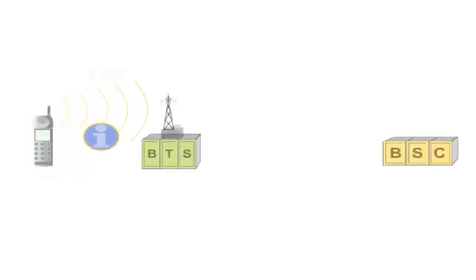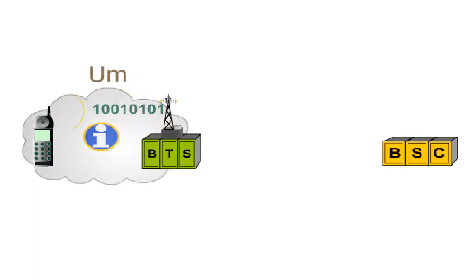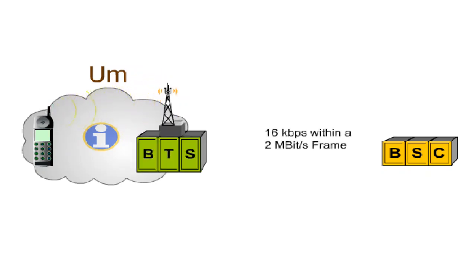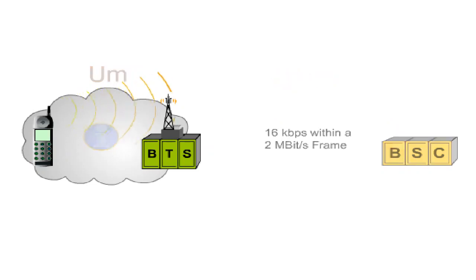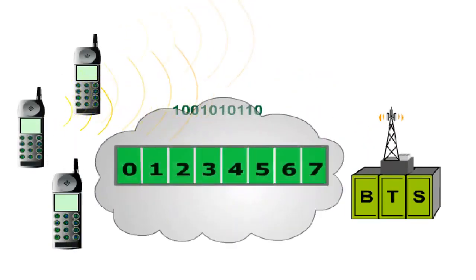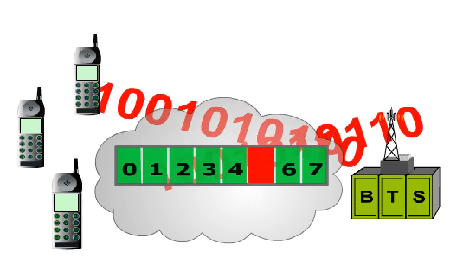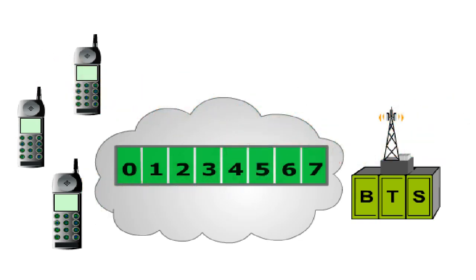The information which is physically transmitted over the air interface Um via the physical channels must be converted into a 16 kilobit per second signal within a 2 megabit per second frame, which connects the BTS and the BSC as the Abis interface. It's very important that all mobile stations within a cell send their digital information at the right moment, in order to avoid collisions at the time slots of the air interface, which would destroy the transmitted information. Therefore, each mobile station sends its digital voice data at regular periodic intervals, using a different time slot to the other mobile stations within the same cell.